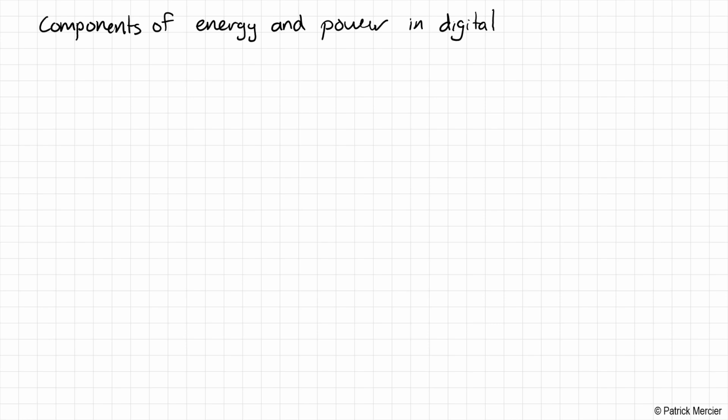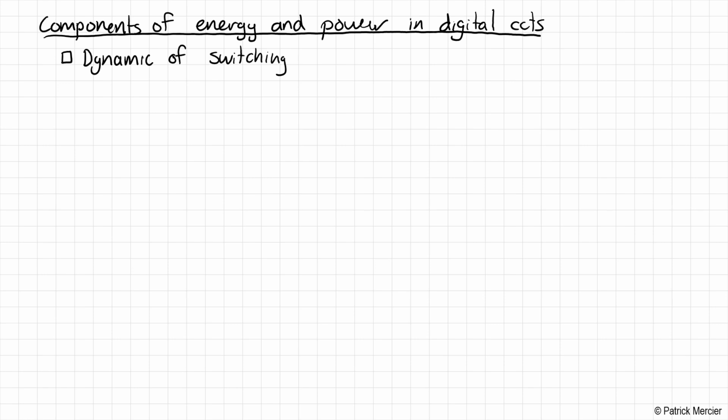In digital circuits, we have several distinct components that we'd like to zoom in on because digital circuits consume power in a slightly different way than perhaps you're used to if you're an analog circuit designer. So let's go over these components of energy and power in digital circuits. So the first one, and probably the main one that we're going to deal with, is what we call dynamic or switching energy.